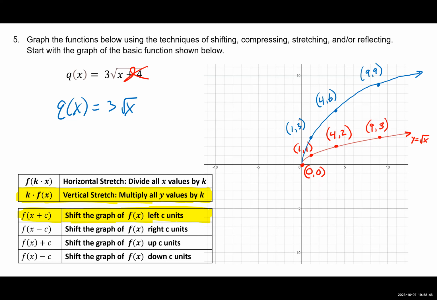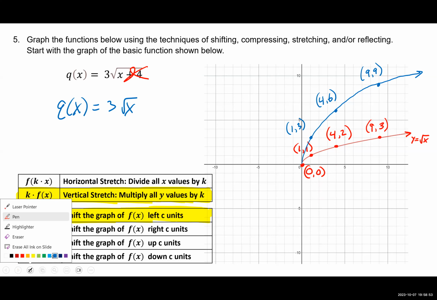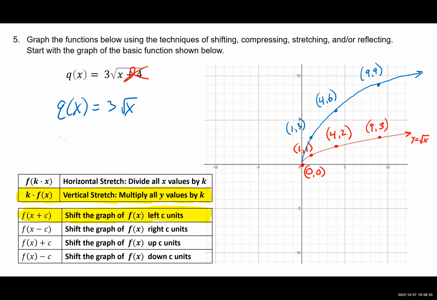We haven't done the +4 yet. So I'm doing this in kind of 2 steps. So now let's say, what would q of x equal 3 times the square root of x plus 4? What would that look like? Well, the 4 is a shift to the left, the +4. So each of these points goes 4 units to the left.